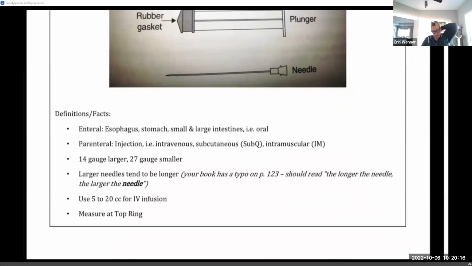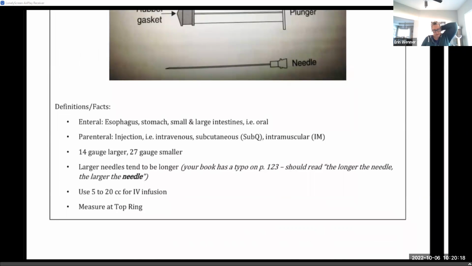And we've got some definitions. Enteral means esophagus, stomach, small and large intestines, i.e. oral. And parenteral is an injection or IV, for example, intravenous, subcutaneous, or intramuscular.